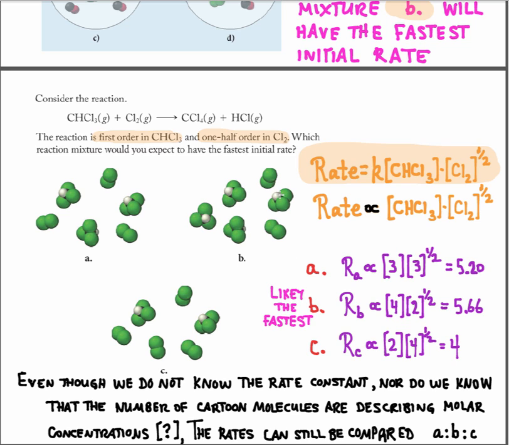1, 2, 3, 4. And it's a little hydrogen hiding back there. And 2 Cl2s and 2 CHCl3s and 1, 2, 3, 4 Cl2s. It came out to 4. So if they're wondering which reaction would you expect to have the fastest initial rate, how about the rate that's proportional to this one? Yeah, 5.66. That looks right. Oh yeah, likely the fastest.